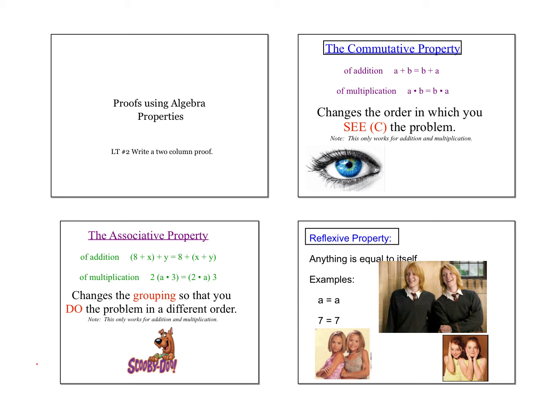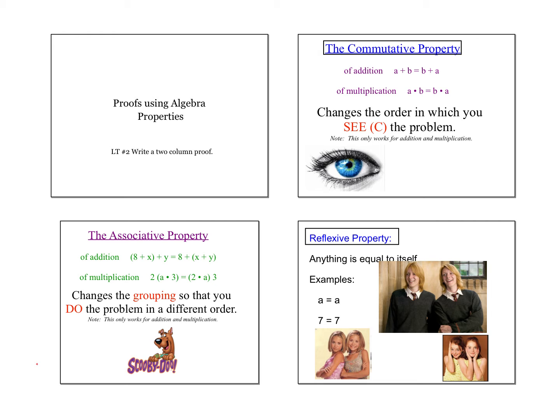The associative property is the grouping, the order in which you do the problem. A lot of times people associate the associative property with parentheses. Not always the case. Here we're adding the X and the 8, and here we're adding the X and the Y first, but it doesn't matter as far as getting the correct answer.